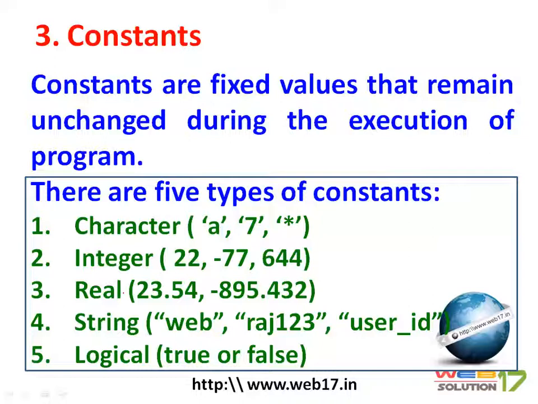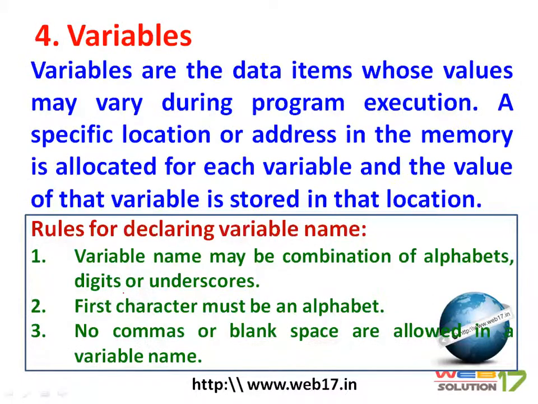Now we are looking at variables. So what are variables? Variables are the data items whose values may change during program execution. A specific location or address in the memory is allocated for each variable, and the value of that variable is stored in that location. There are some rules for declaring a variable. First, the variable name may be a combination of alphabets, digits, and underscores. The second rule says that the first character must be an alphabet, and the third rule is no commas or blank spaces are allowed within the variable name.